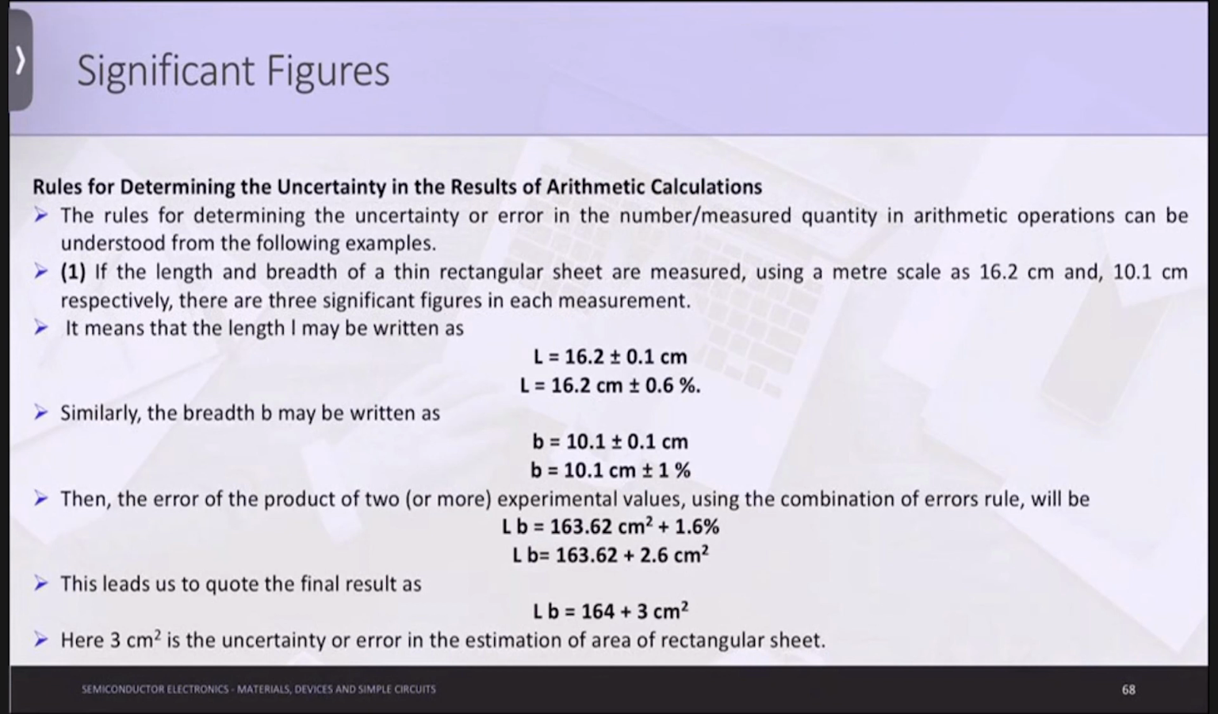Let's move on with the new rules. New concept now under significant figures, that is the rules for determining the uncertainty in the result of arithmetic calculations. Basically, what will happen when we have the length, we have the breadth, and we need to find the value of area, we will understand that. So let us start with this concept. The rules for determining the uncertainty or error in the number or measured quantity in arithmetic operations can be understood from the following example.